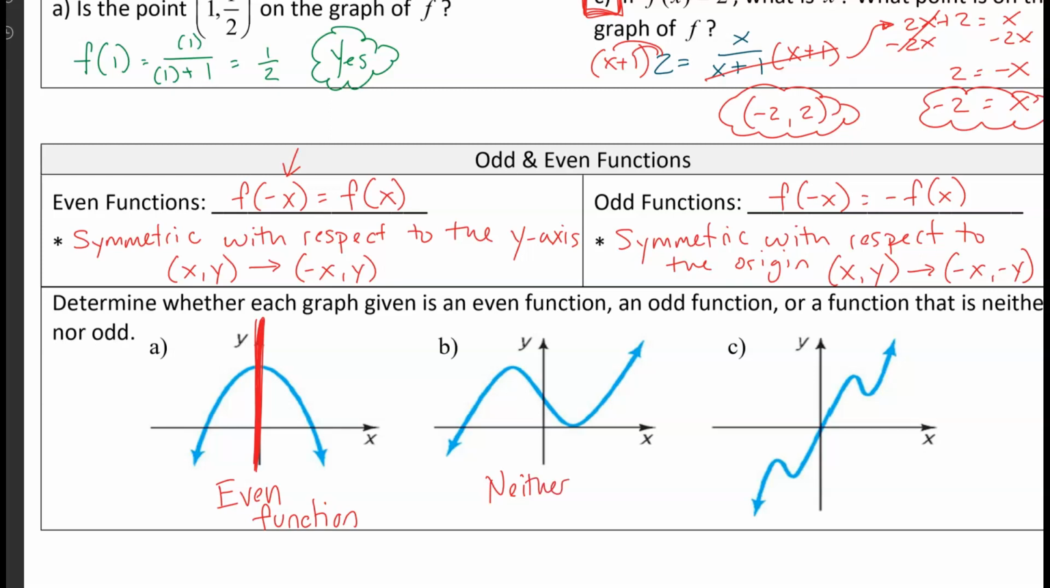Now C. What about C? Yeah, this one is odd. Yes, it goes through the origin, and I know that this graph isn't numbered at all, but say I said that this was 2 and this was 3, so this point is (2, 3). I negate both of those, negative 2, negative 3. Is that a point on this graph? Well, yes, it is. This is an odd function.